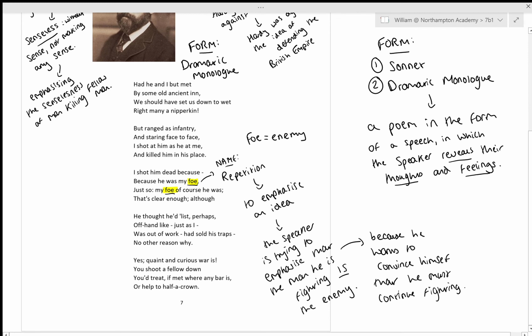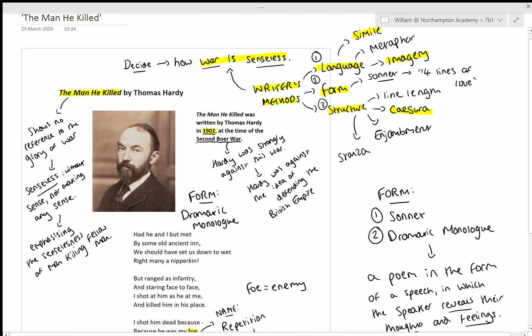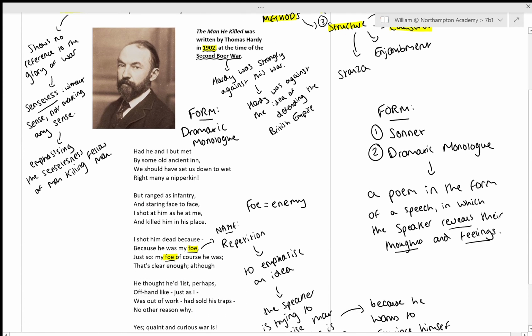So the speaker believes that war is senseless, that it doesn't make any sense. We shouldn't be fighting each other. However, he has to fight. He has to carry on being a soldier. So what he's doing here is he's repeating in his mind, trying to emphasize to himself, this guy is the enemy. I must carry on fighting him. So he's trying to convince himself to carry on fighting because he has to. He doesn't want to, because remember, he believes that war is senseless. It doesn't make any sense to fight. However, he knows he must.